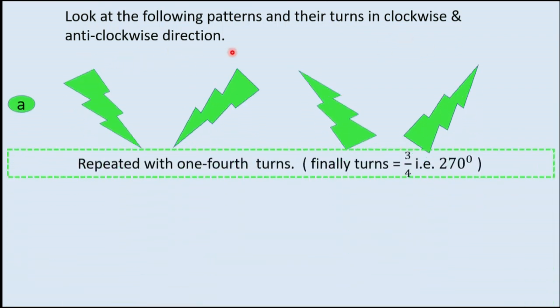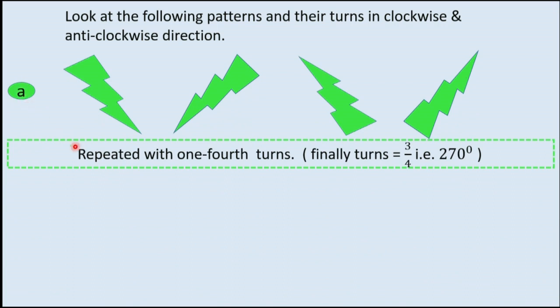Look at the following patterns and their turns in clockwise and anti-clockwise direction. A. Repeated with 1/4 turns. What is this turn? Clockwise. Finally the turn is equal to 3/4, that is 270 degrees.